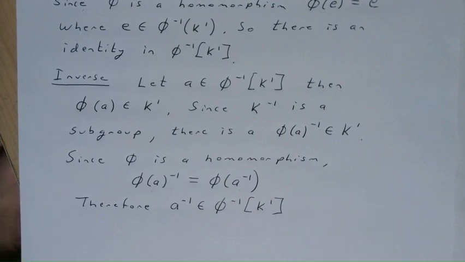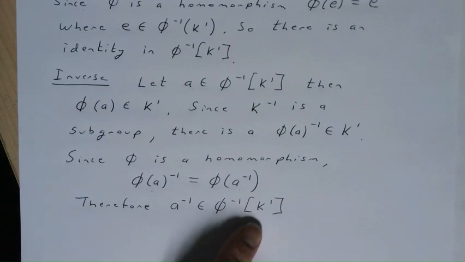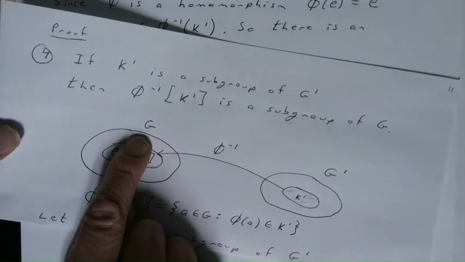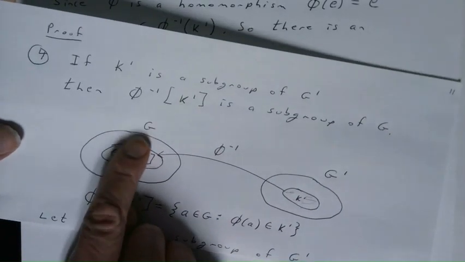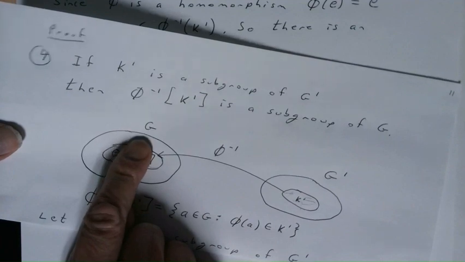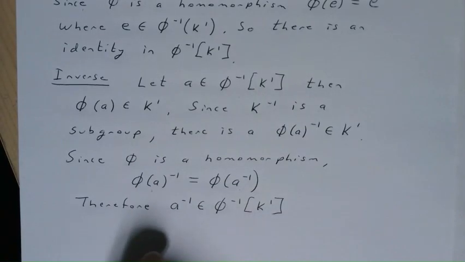Once again, associativity just comes from the fact that it's a subset, I should say. Associativity comes from the fact that phi inverse K prime is a subset of the group G, and since G was a group, it would have had to have associativity. So associativity always comes along with subsets. Let's look at a couple definitions.